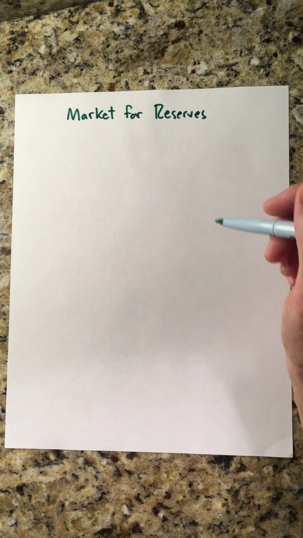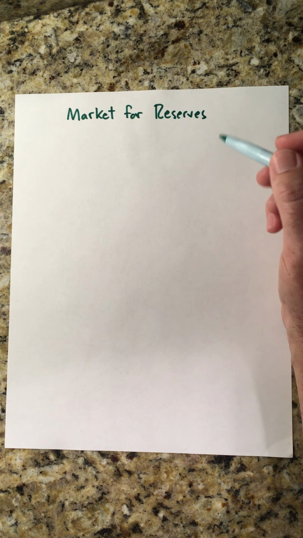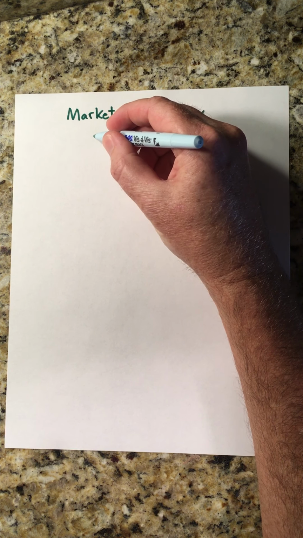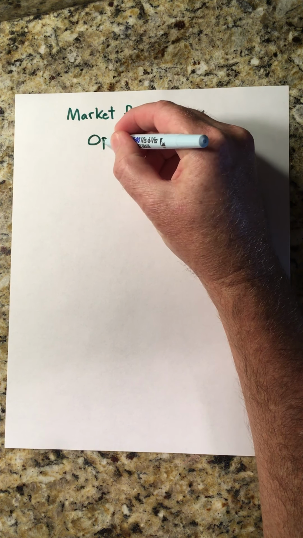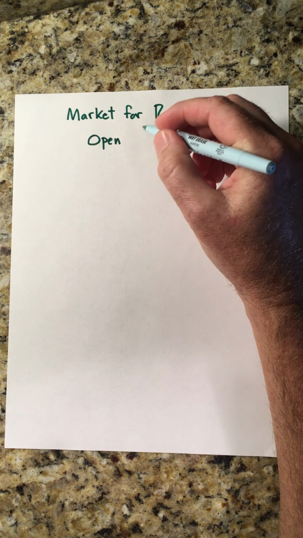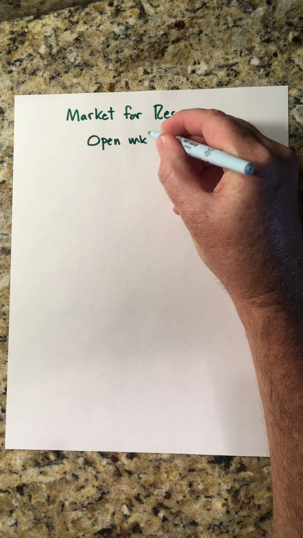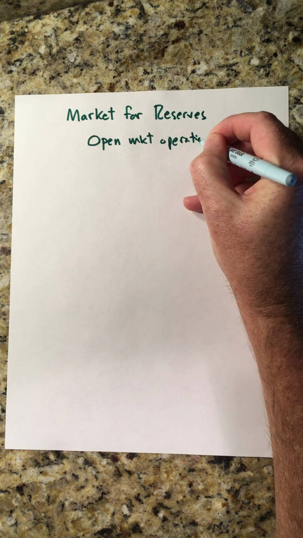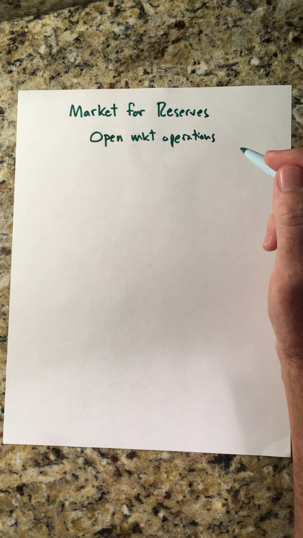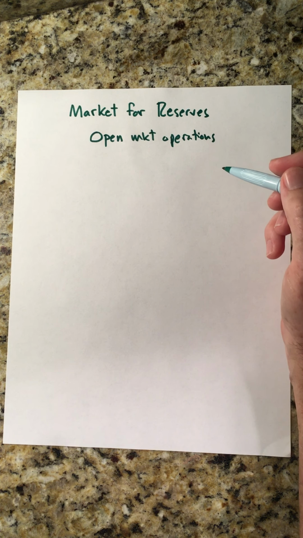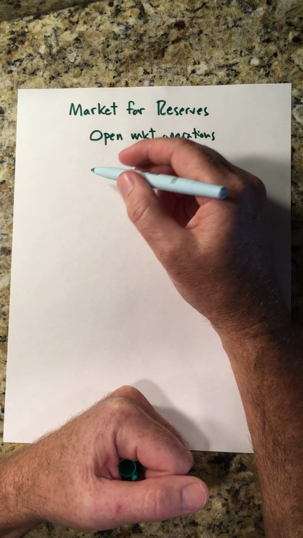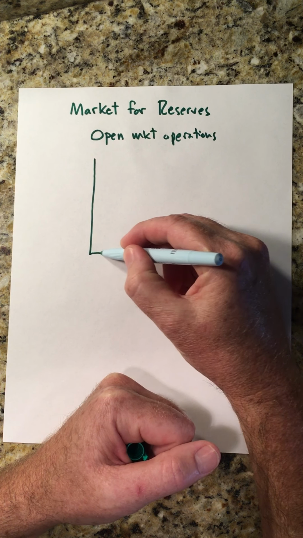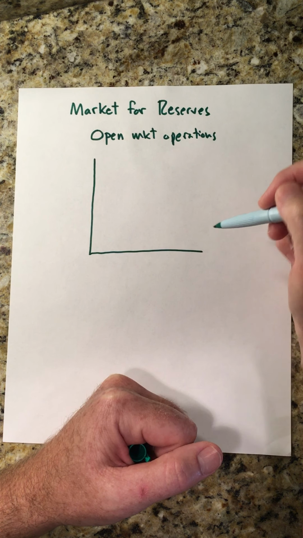In this video, we're going to look at the market for reserves and talk about how one of the tools that the Fed can use works. In particular, what I want to look at is what are called open market operations. To start with, let me sketch the market that we're going to use to look at these open market operations. My market here will be this market for reserves.